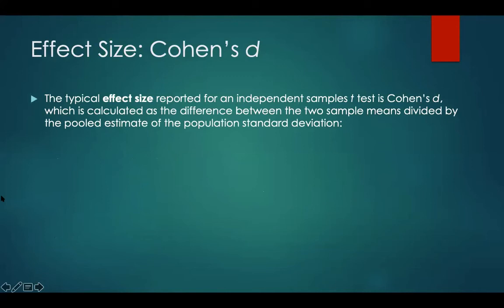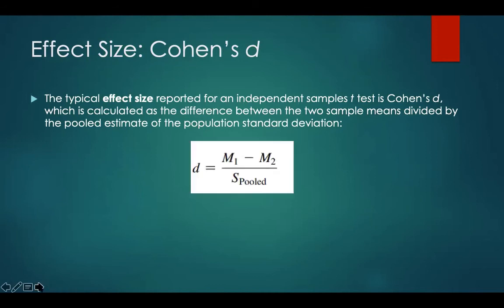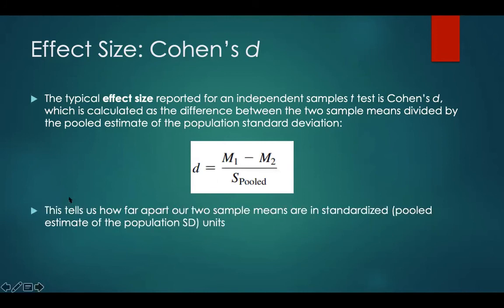Now, Cohen's d is the typical effect size reported for an independent samples t-test. And it's calculated as the difference between the two sample means divided by the pooled estimate of the population standard deviation. So here's your formula. And this tells us how far apart our two sample means are in standardized units. So in that pooled estimate of the population standard deviation units.